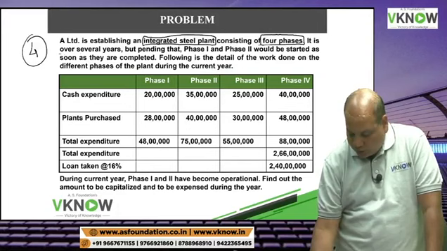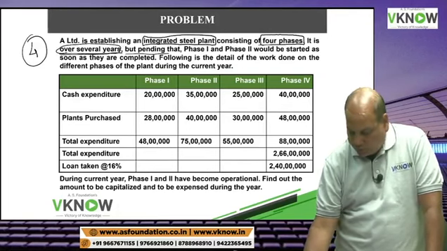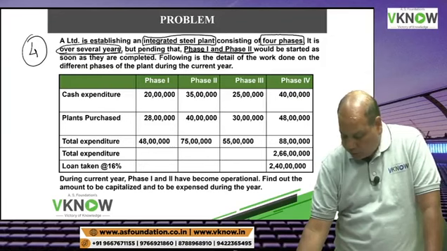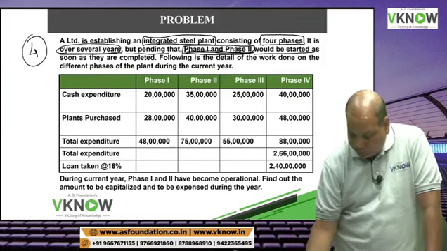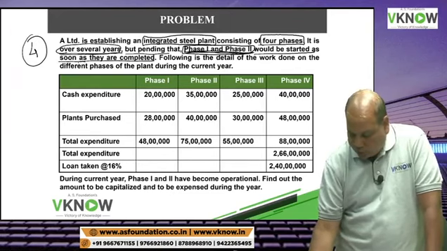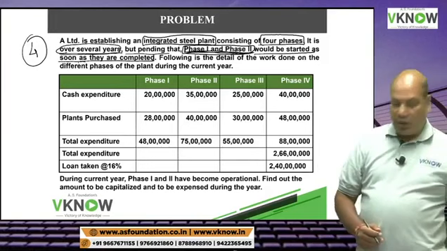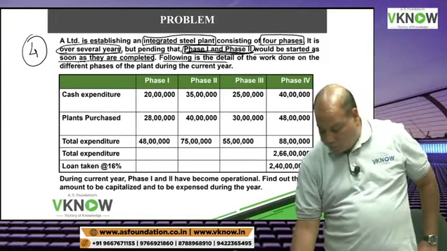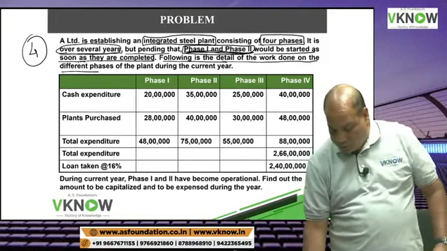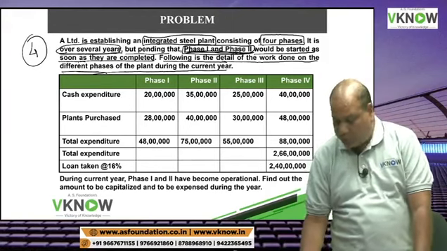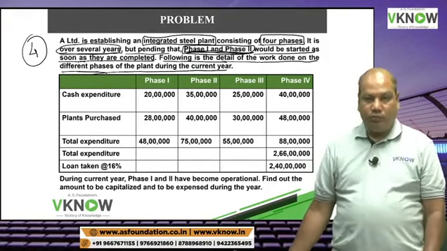It is over several years, which means it is a qualifying asset, but pending phase 1 and phase 2, the underlying phases would be started as soon as they are completed. Following is the detail of the work done on different phases of the plant during the current year.